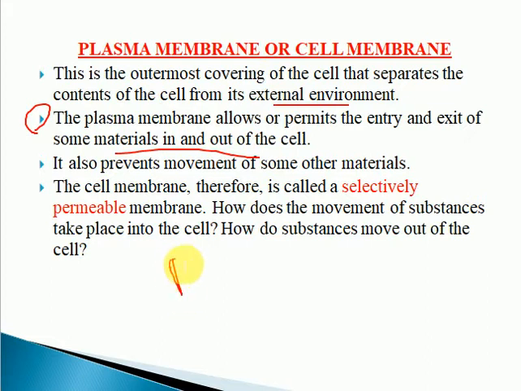That means the plasma membrane in a cell does not allow everything to move inside and outside. It allows only some material, only particular material, to move inside and to move outside. So the membrane is also called a selectively permeable membrane. Plasma membrane is therefore also called the selectively permeable or semi-permeable membrane. Okay, now we'll see further.